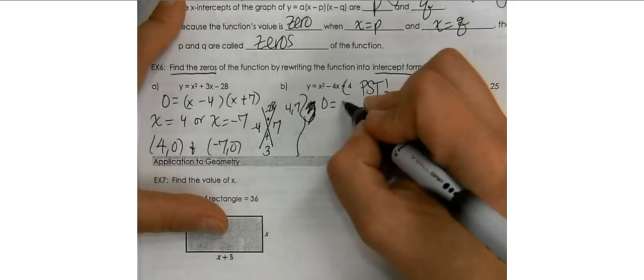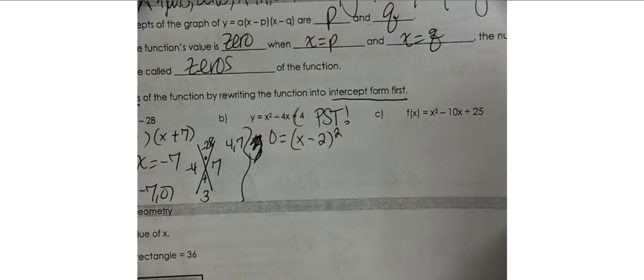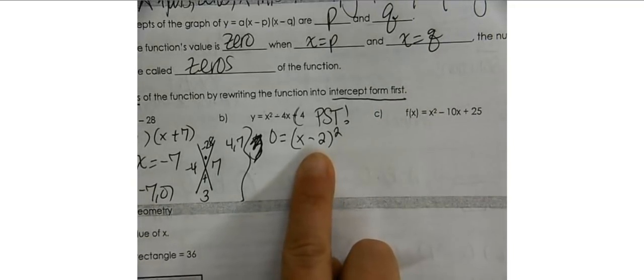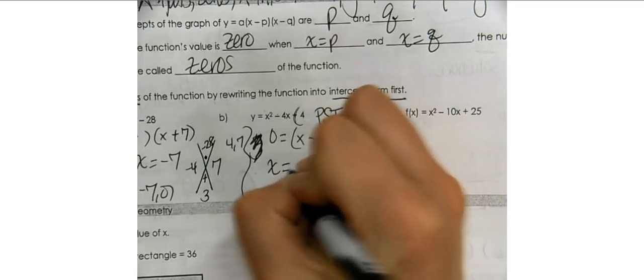And since this is a perfect square trinomial, all I'm going to do is take the square root of the first term. Square root of x squared is x. The square root of the last term, which is 2, and the sign of the middle, which is minus, squared. So we have 0 equals (x minus 2) squared. This is the only parenthesis that we see. So therefore, our only x-intercept is x equals 2. Our only 0 is x equals 2. And therefore, (2, 0) is our x-intercept.